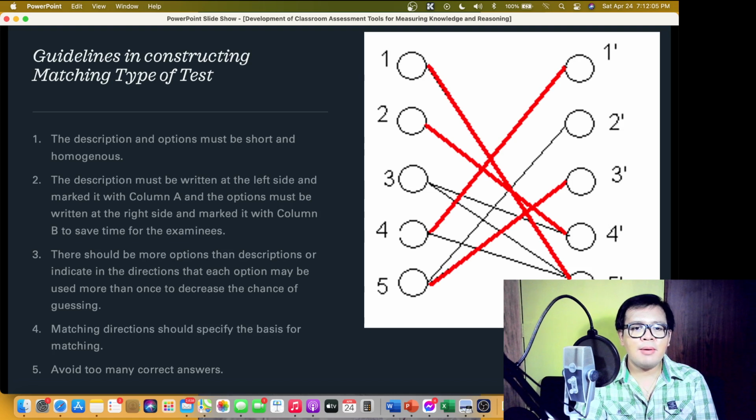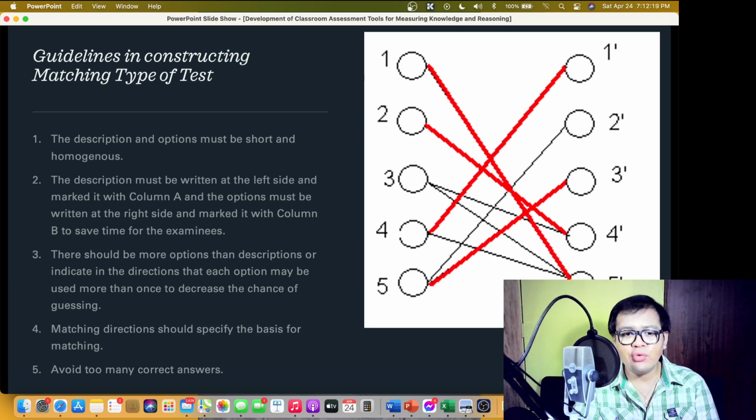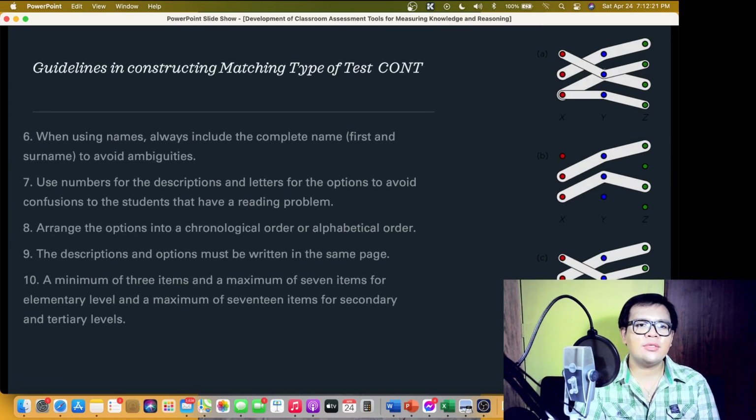There should also be some options, with descriptions or directions indicating that each option may be used more than once to decrease the chance of guessing. Matching directions should specify the basis of matching. And you also have to avoid too many correct answers. So, guidelines for matching type of tests.